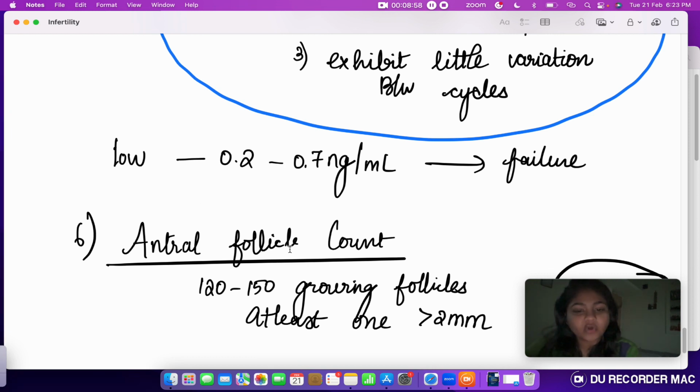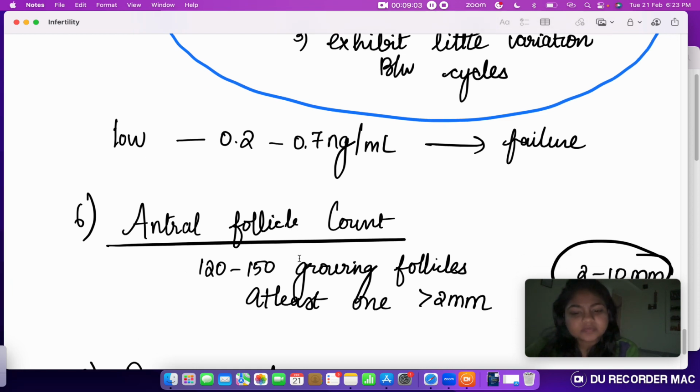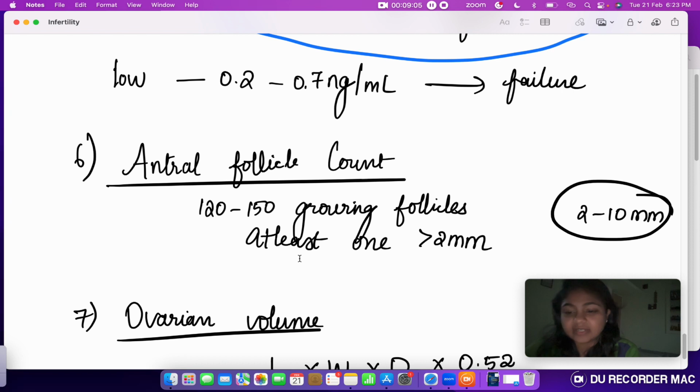And then there is the antral follicle count. This is done with ultrasound. Each ovary will have at least 100 to 150 follicles, at least one more than 2 mm. Antral follicles are those with a size of 2 to 10 mm. We count these follicles, and we have to correlate with the fertility range.